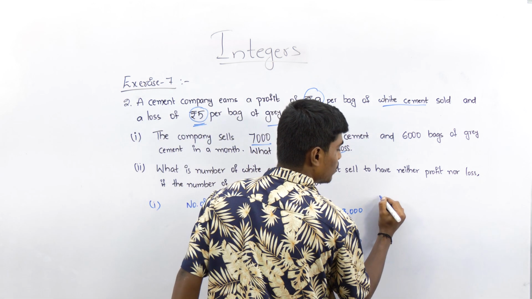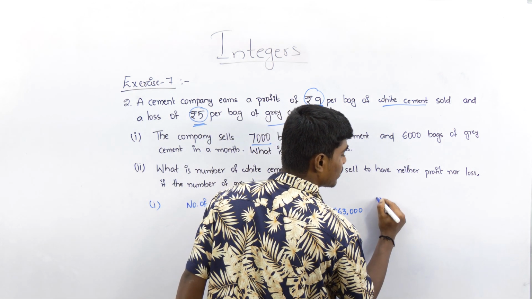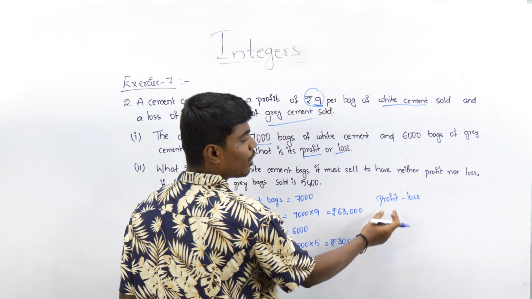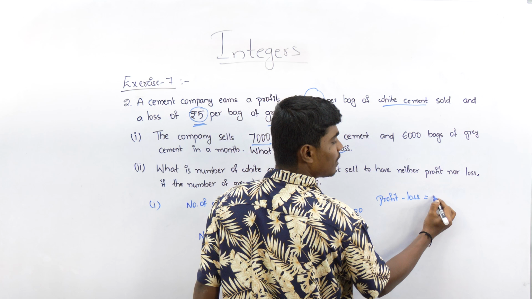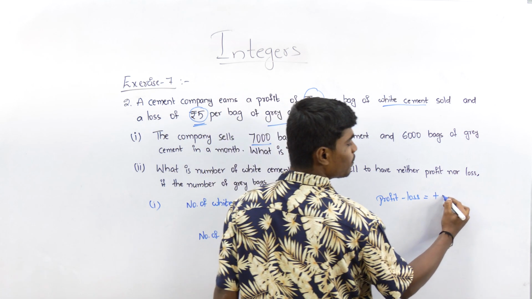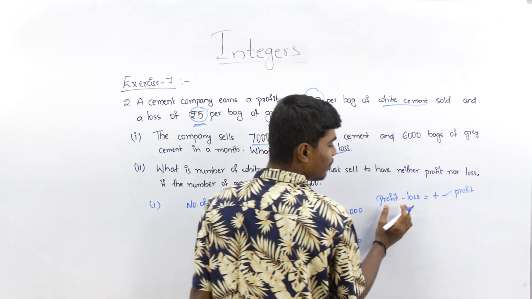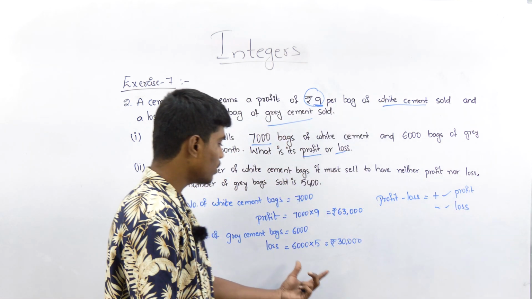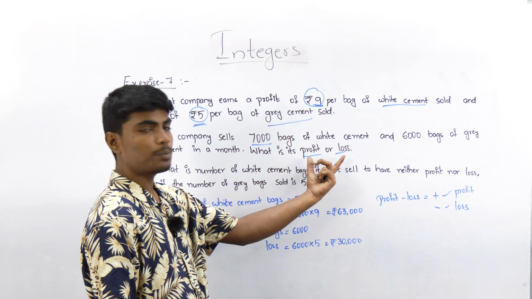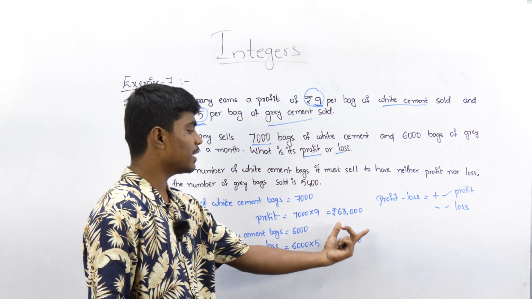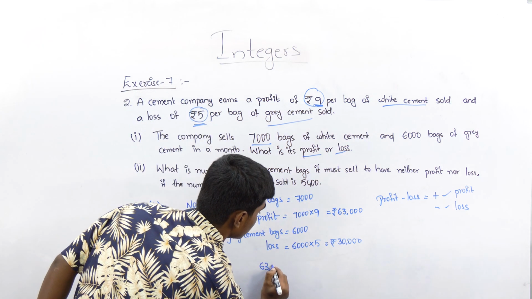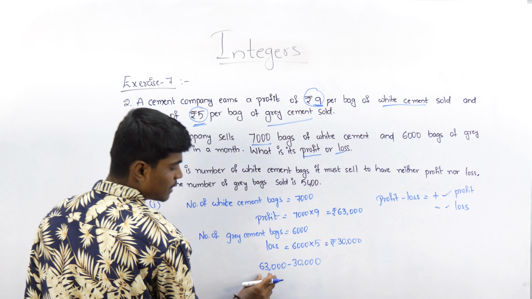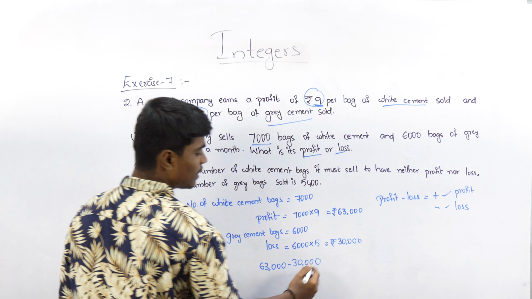See, he is asking what is its profit or loss. See, we have to subtract loss from profit. So profit minus loss. If the value is positive, then it is profit. If we get the value as negative, then it is loss. So here, to know whether it is profit or loss, we have to subtract 63,000 minus 30,000. So 63,000 minus 30,000 is 33,000.